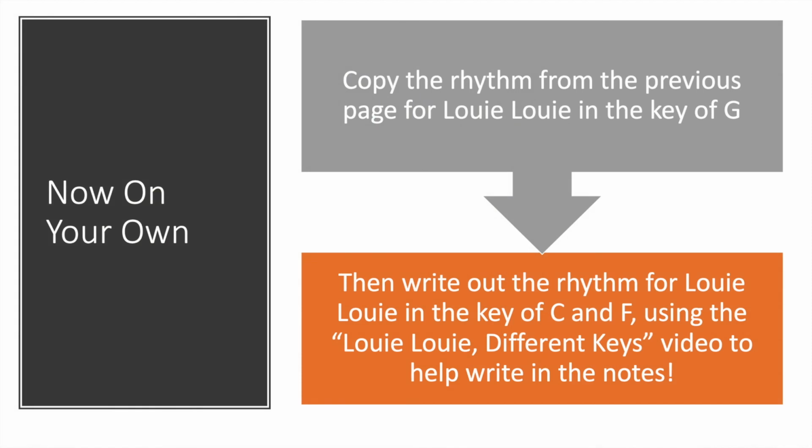Now that you've played Louie Louie in the key of G using the rhythm you've just written out, and also the notes associated with that key, now try writing out the rhythms for the key of C and F. If you get stuck on the notes, remember you've got the fretboard diagram, as well as the Louie Louie Different Keys video that names the notes for you. Alright, good luck and have fun!